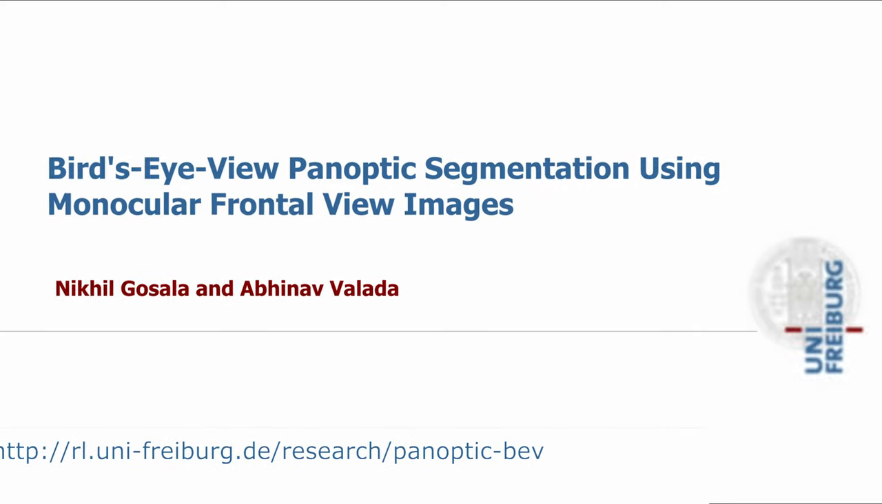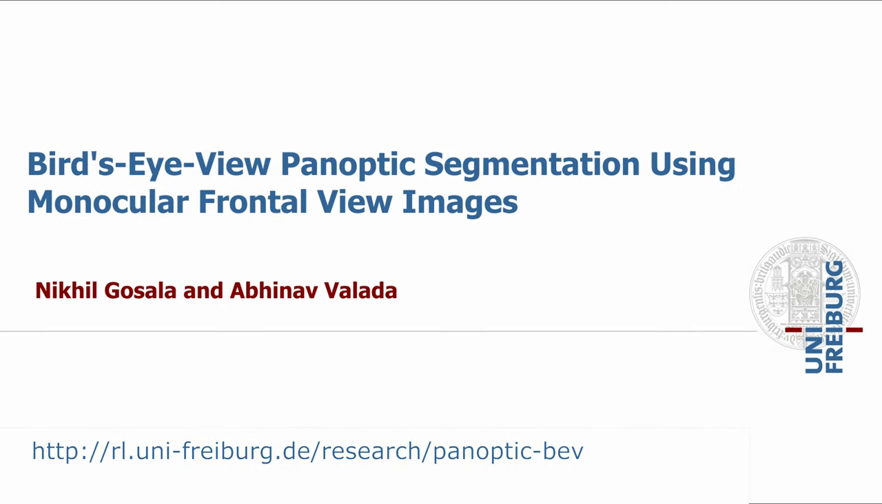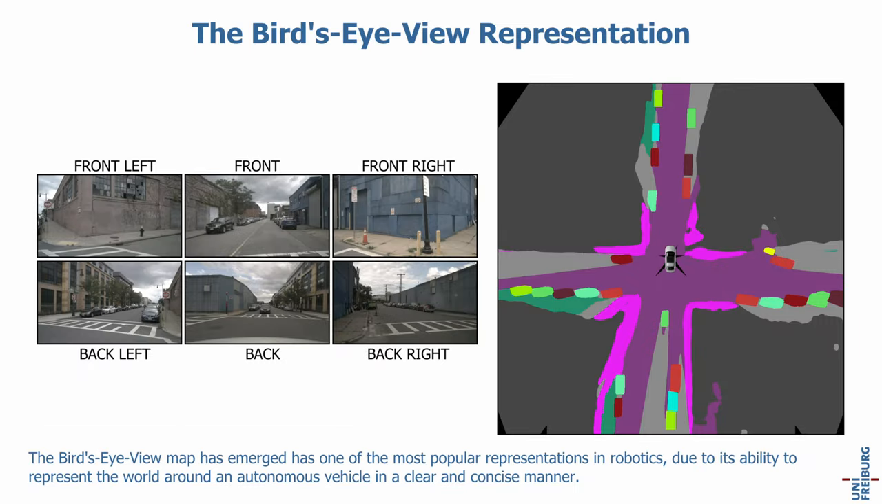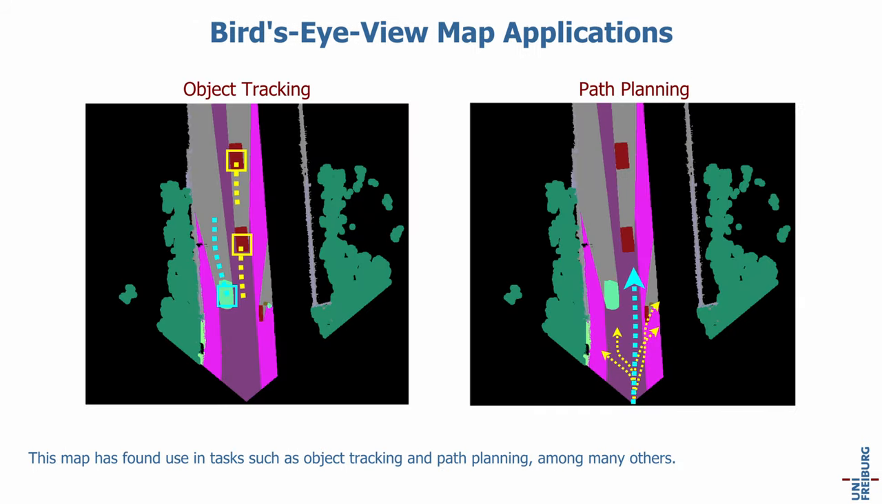In this video, we present our paper, Bird's Eye View Panoptic Segmentation Using Monocular Frontal View Images. The bird's eye view map has emerged as one of the most popular representations in robotics due to its ability to represent the world around an autonomous vehicle in a clear and concise manner. This map has found use in tasks such as object tracking and path planning, among many others.